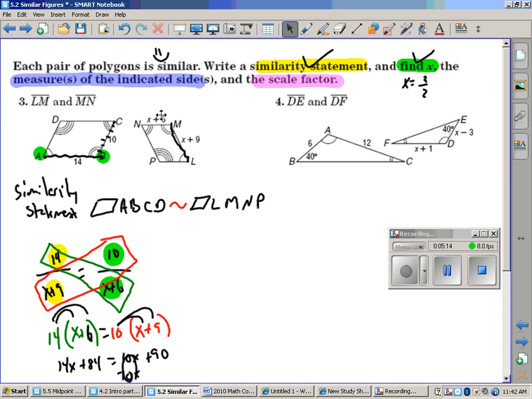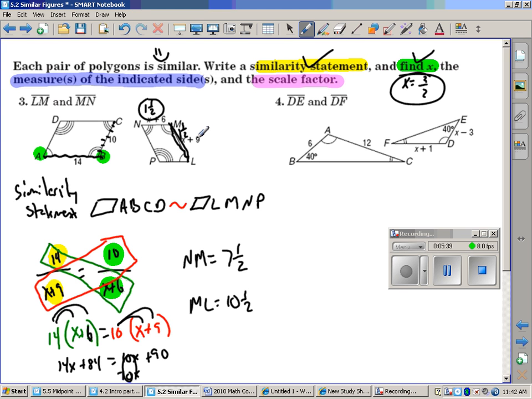Find the measure of the indicated sides. As I look here, I need to find this side. So I'm going to write down here NM equals 1 1/2 plus 6. That would be 7 1/2. Remember, x equals 1 1/2. And 1 1/2 plus 9 would tell me that ML, this side, equals 10 1/2. 9 plus x, 9 plus 1 1/2.